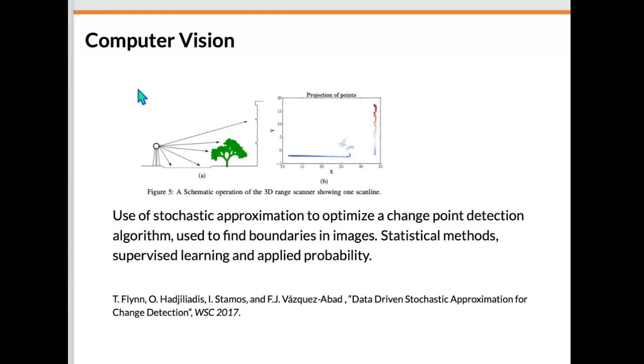So what are the methodologies that we use here? Stochastic approximations to optimize change point detection algorithms, which is something from statistical analysis. We use statistical methods, supervised learning, and applied probability. Those are the kinds of things that we used. Tom Flynn was our student, and the other 3 are professors in the math department and the computer science department. But Tom is the student who had this idea.